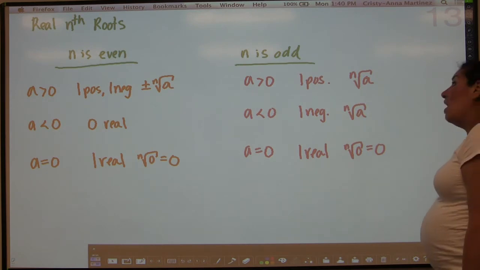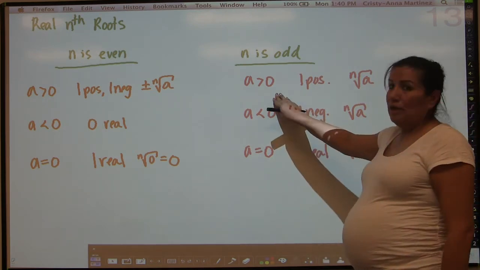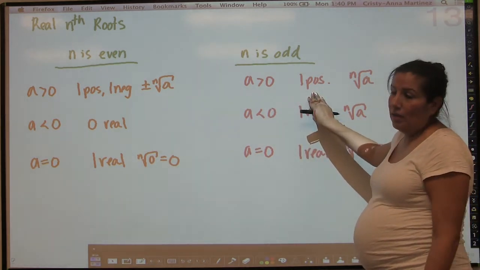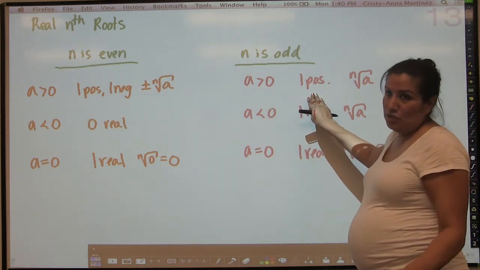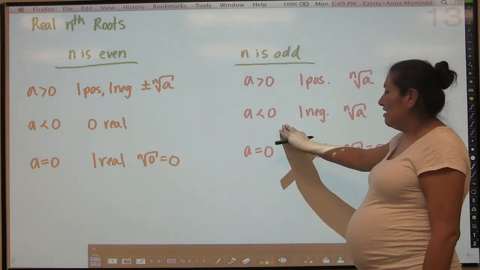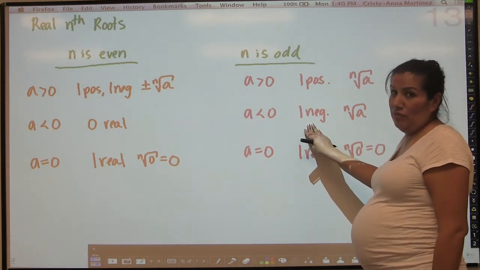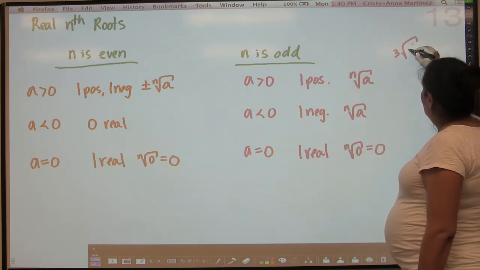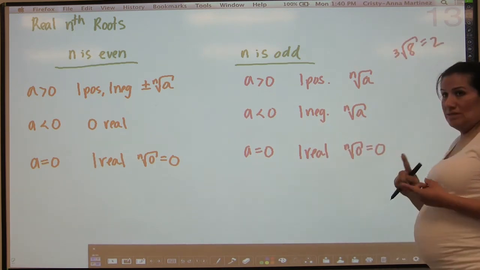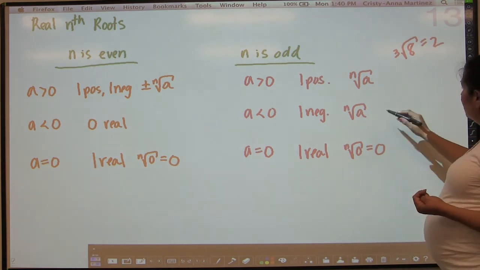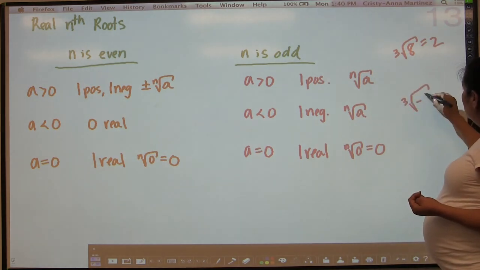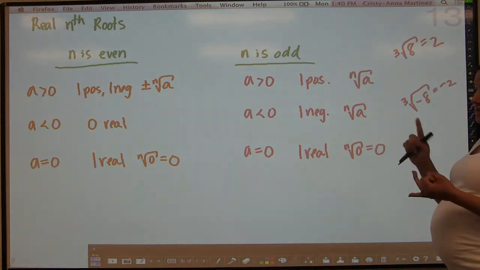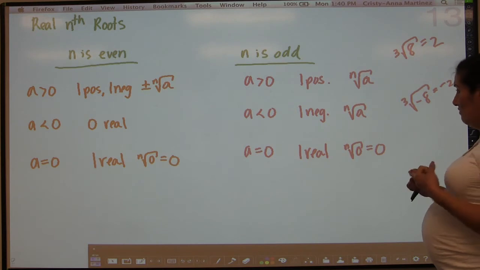If the index is odd, then if the number underneath the radical is positive, you're going to get one positive real root, but you're not going to get 2. You're just going to get 1. And if it's negative, then you get one negative real root. For example, the cube root of 8 is 2, because 2 times 2 times 2 is 8. If a was negative, the cube root would be negative 2, because negative 2 times negative 2 times negative 2 is negative 8.